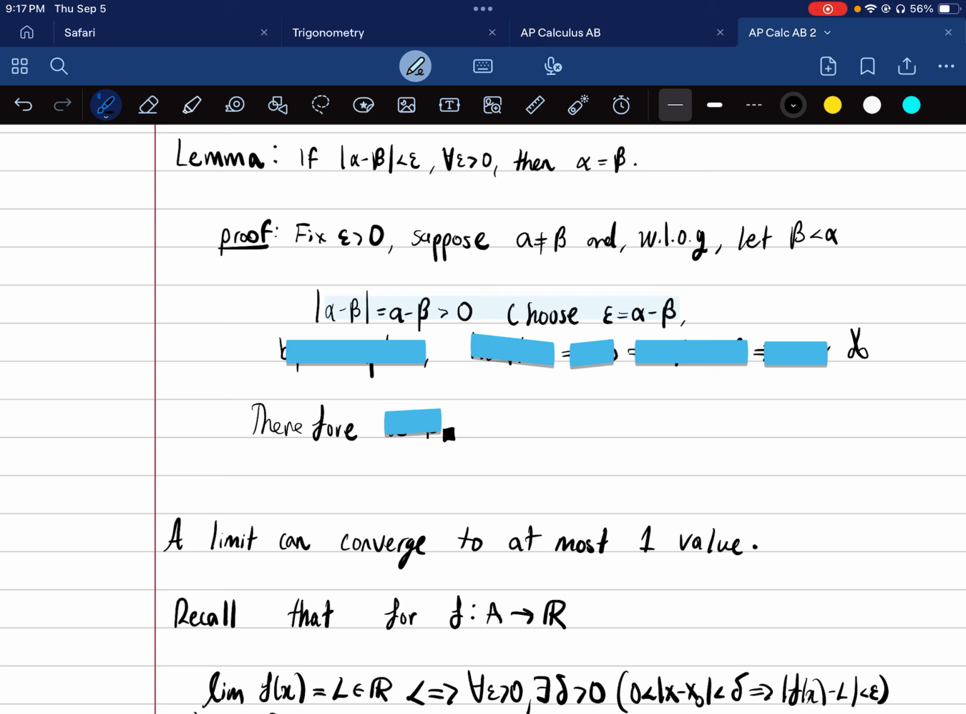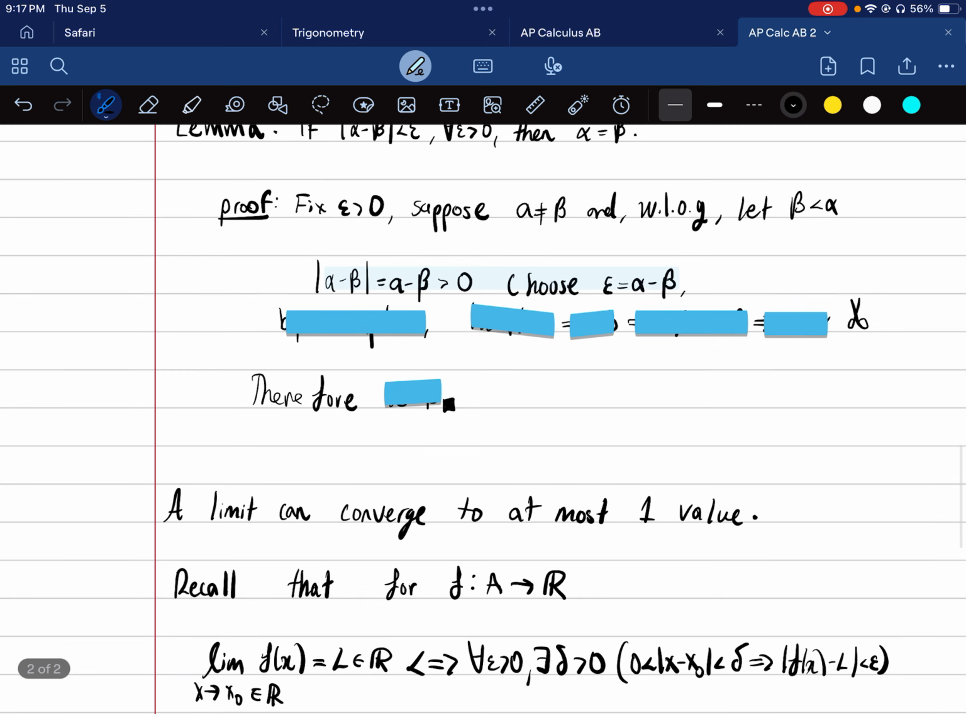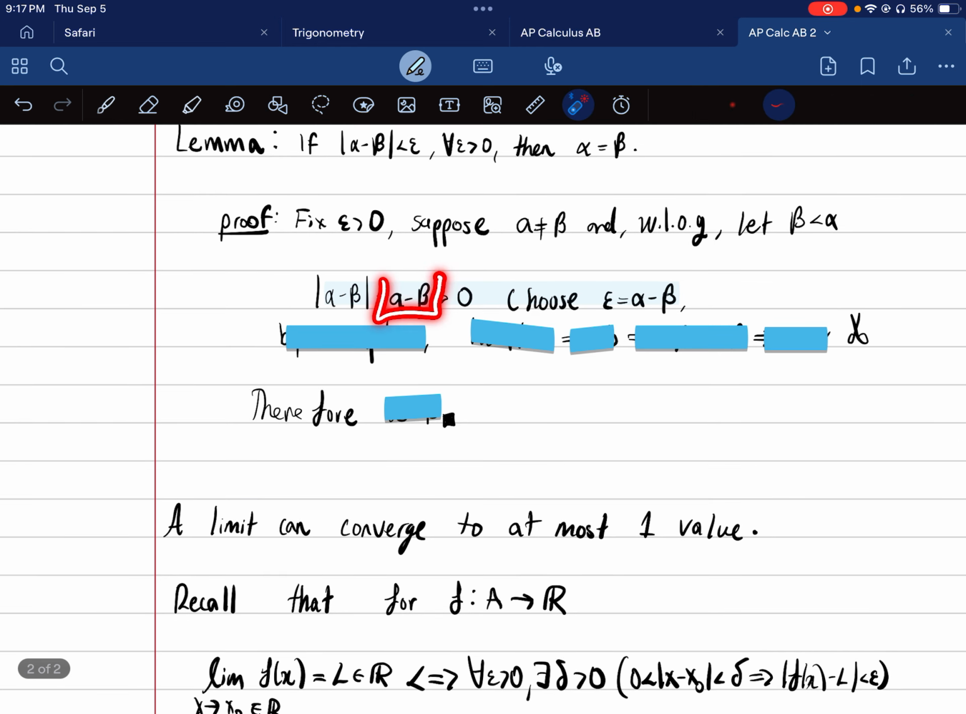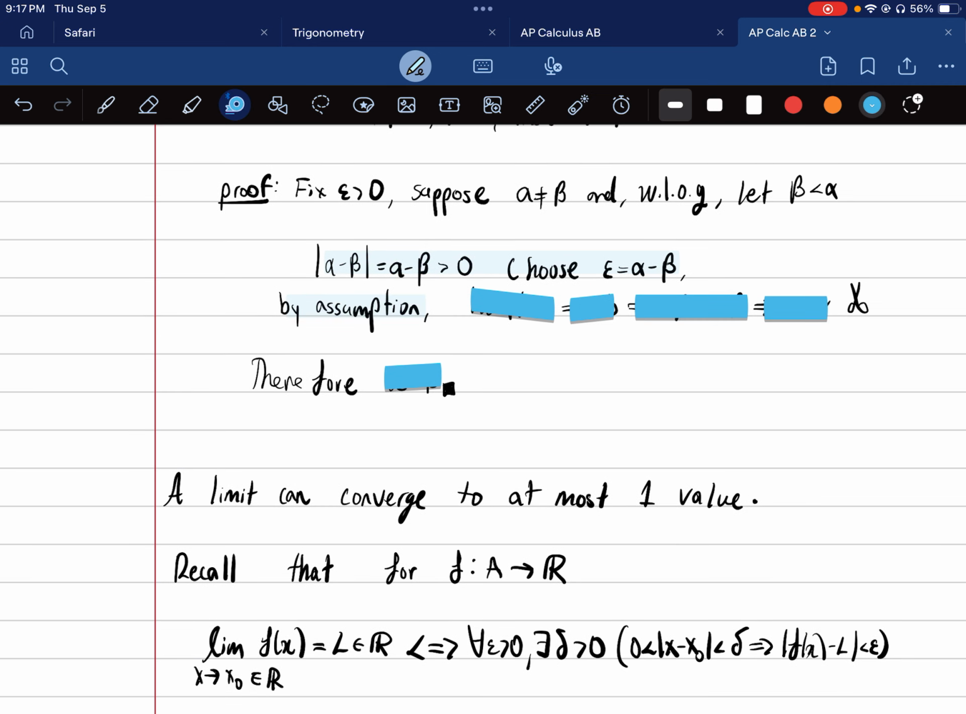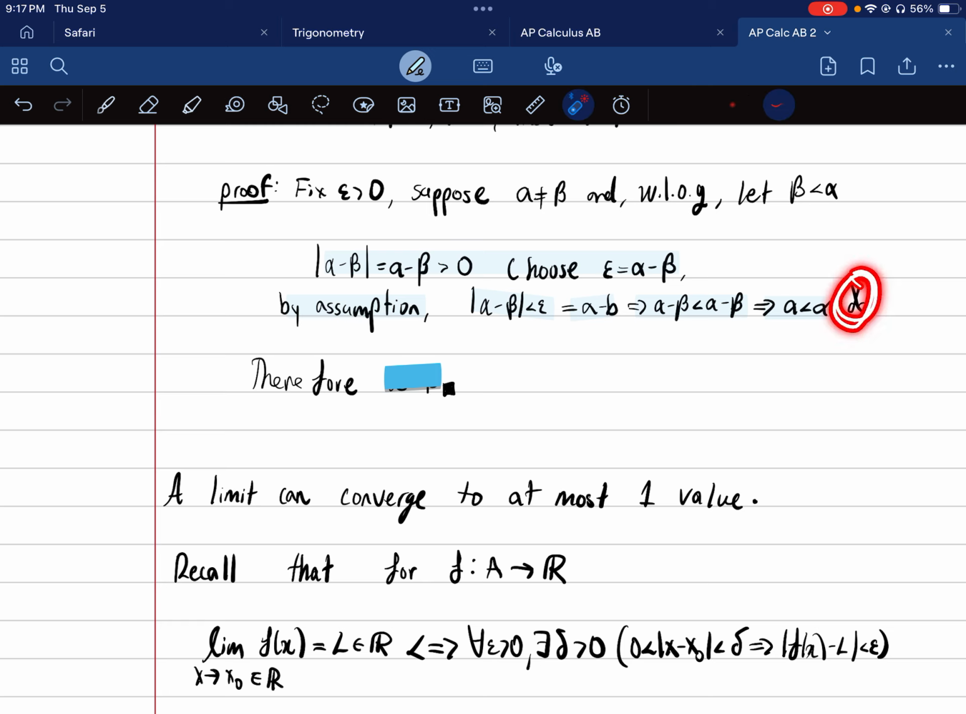And we're also going to choose epsilon to be a minus b, and you'll see why this is important in our contradiction later, remembering that the absolute value is strictly positive. So, by assumption, the absolute value of a minus b is less than epsilon, and remember, we chose epsilon to be a minus b, so a minus b is less than a minus b, or a is less than a. Right here we have the symbol for contradiction.